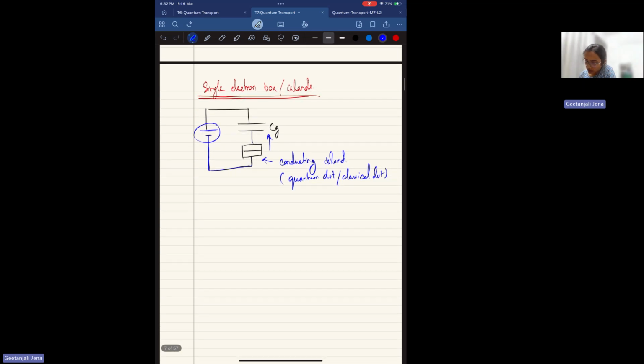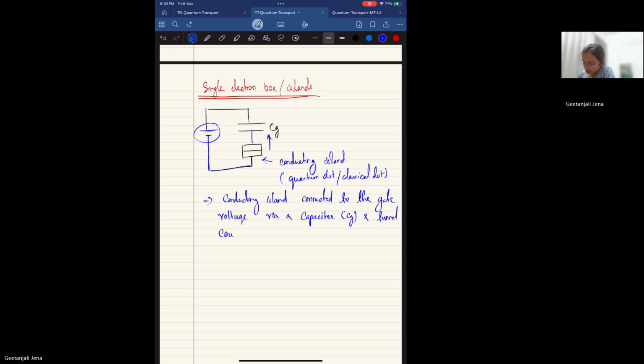where we can increase the charge carriers in this conducting island one by one because of this Coulomb blockade effect. So a single electron box or single electron island typically means that there is a conducting island which is connected to the gate voltage by a capacitor Cg, and it is tunnel coupled to a source electrode.